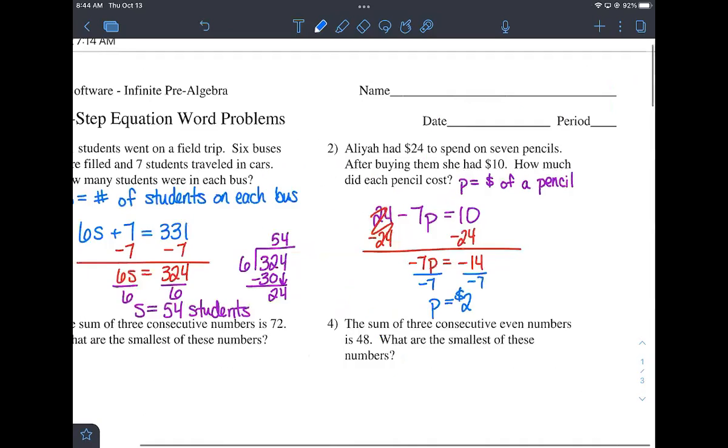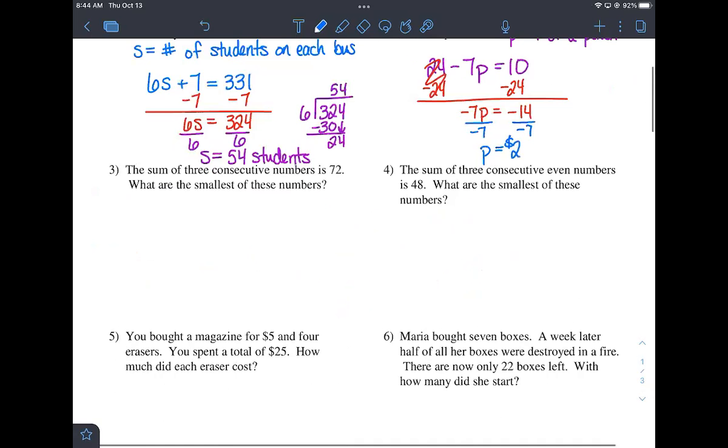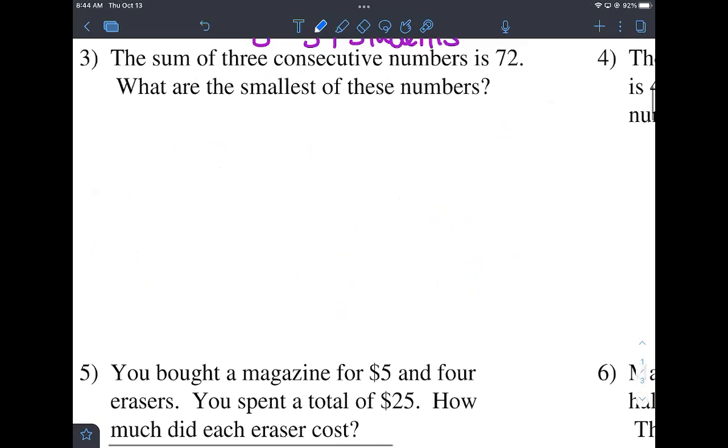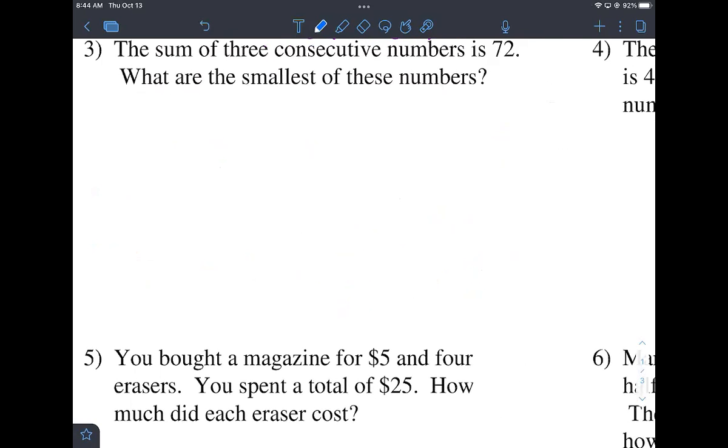Okay, your choice. Number 3. The sum of 3 consecutive numbers is 72. Oh, we got it. I didn't quite lead him or let him move too far on that one. The sum of 3 consecutive numbers is 72. What are the smallest of these numbers? What does consecutive mean? Isaiah? Back to back to back. It's a good way of describing it, right?